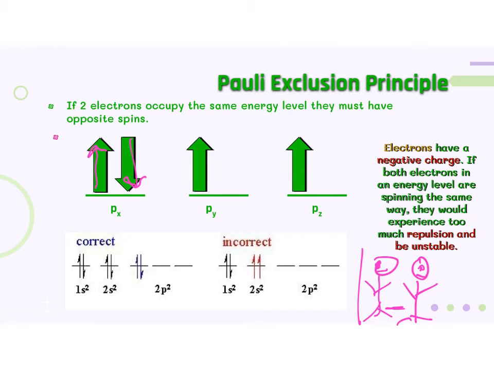The scientific reason or the chemical reason why they spin differently is that, again, electrons have a negative charge. If both electrons in an energy level are spinning the same way, they'd experience too much repulsion and be unstable. It would cause the atom to be unstable.